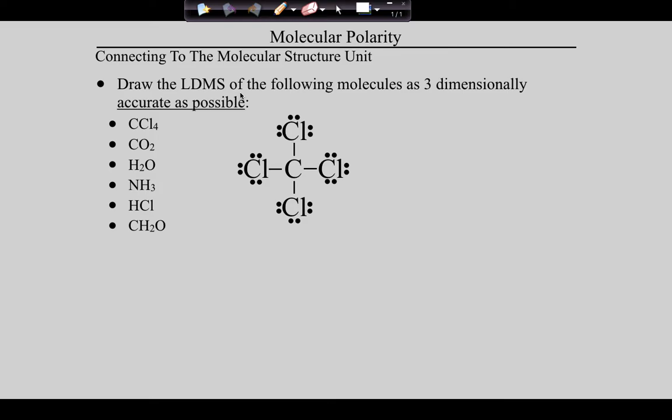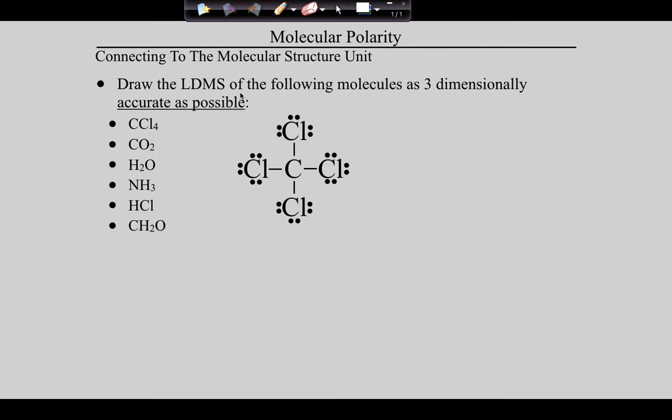This molecule has how many domains on the central atom? 4. So what's the domain geometry? Tetrahedral. You're going, wait, I thought you said we didn't need to know that. You don't need to know the words, but we need to talk about it, which means we need words. So you've got 4 domains, tetrahedral. Now they're all bonding, so what's the molecular geometry? Also tetrahedral.